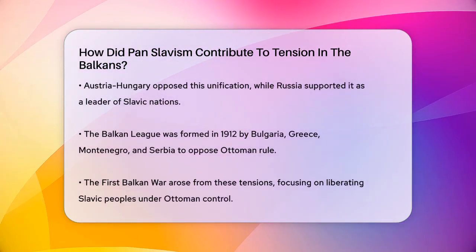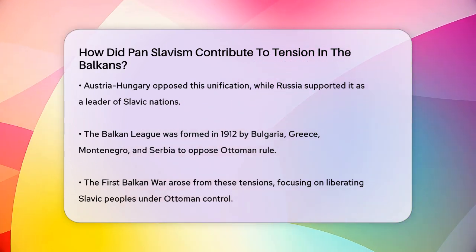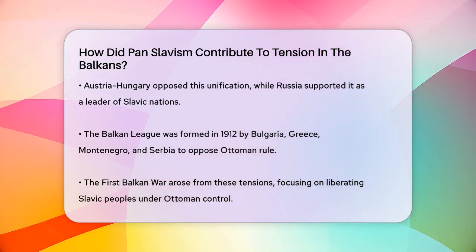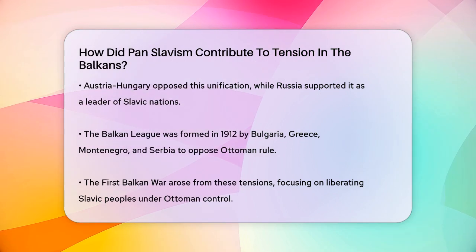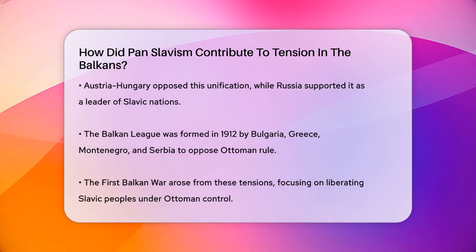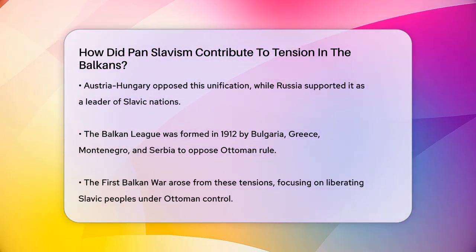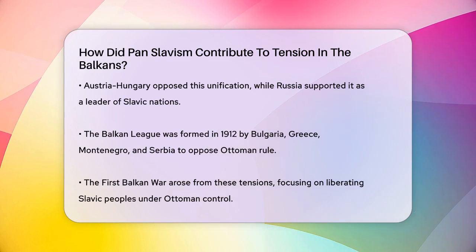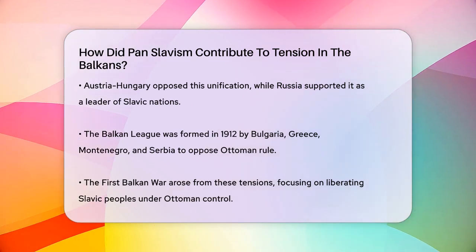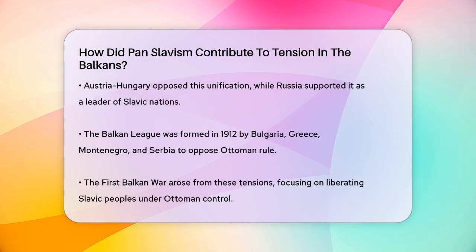The First Balkan War was a direct result of this, with the Balkan states seeking to liberate their ethnic compatriots living under Ottoman control. Pan-Slavism fueled this nationalism, leading to increased tensions between the newly independent nations and the empires they were breaking away from. In Russia, Pan-Slavism took a more aggressive turn, especially during the Balkan Wars of 1877 to 1878.